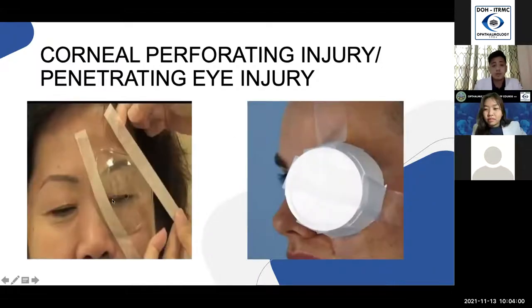So this one is the commercially available. Pwede, nabibili ito sa drugstore. If it's not available, we can use a cup. Ito, improvise, para lang matakpan yung mata. So we can just tape it like this.